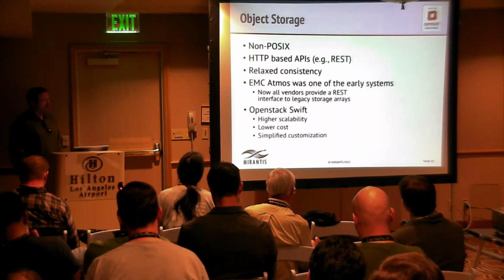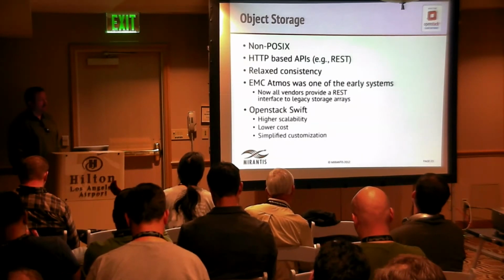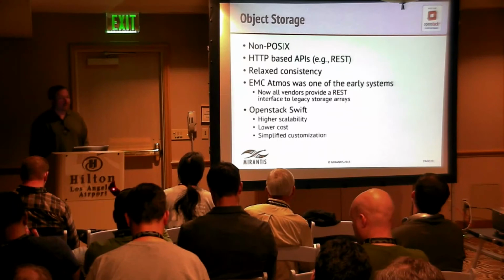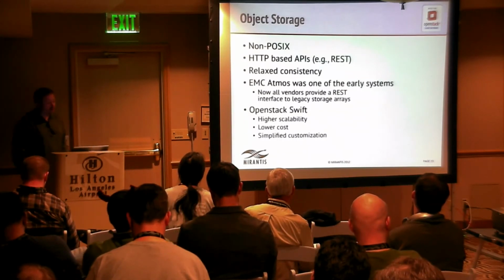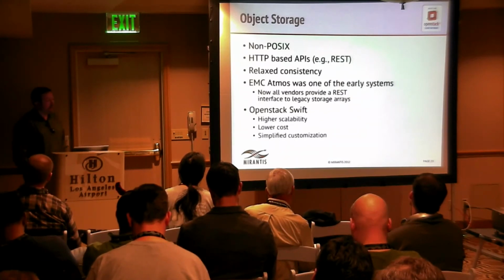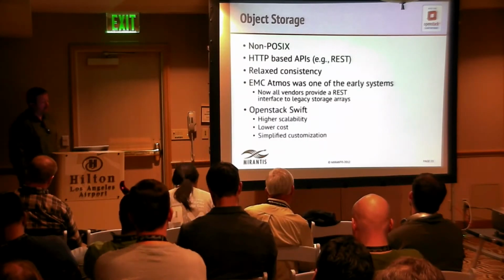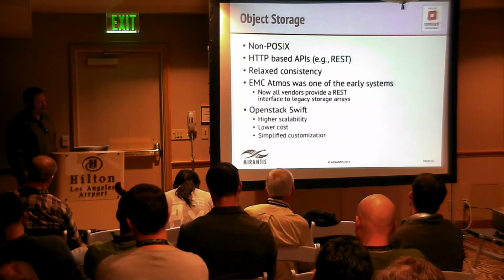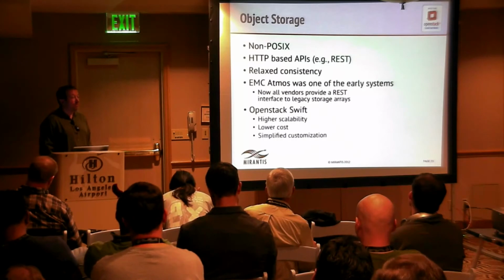I think now every single storage vendor out there, NetApp, Nexenta, everybody else, has a REST gateway to their APIs. The OpenStack default there is Swift. It has higher scalability than most typical commercial offerings. It comes at much lower cost, and it's just Python code. You can hack it up any way you want it to.